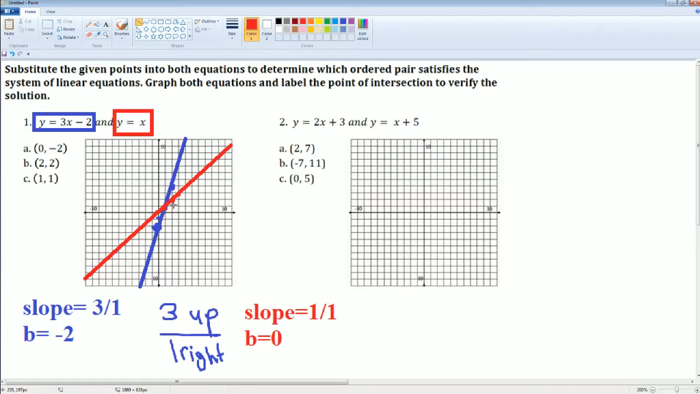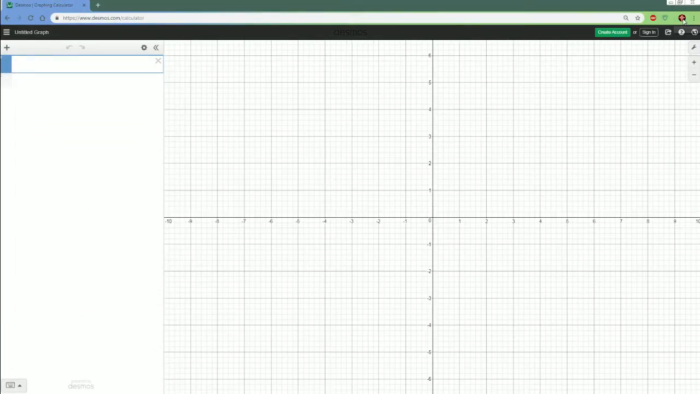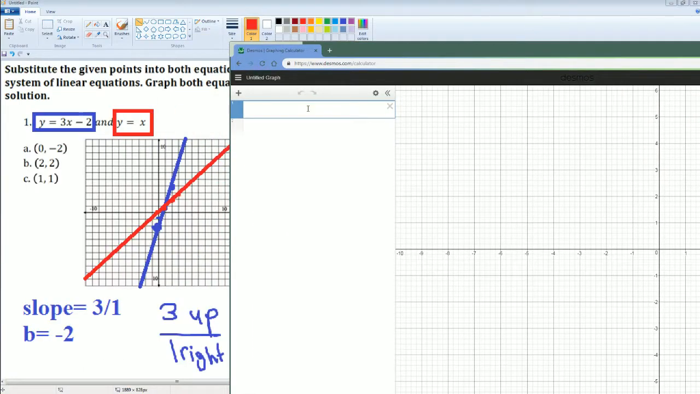Okay, and what do you think? Okay, hold on, let's just see. I'm just going to pull up Desmos, okay? Right. So let's just put that in here.